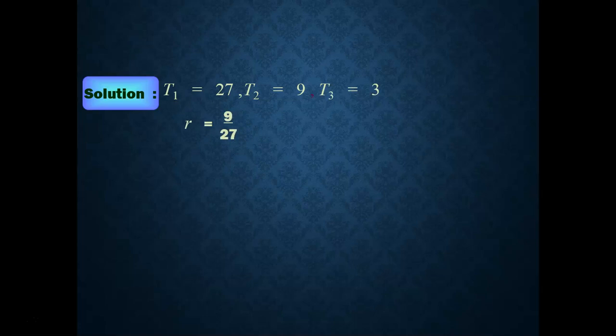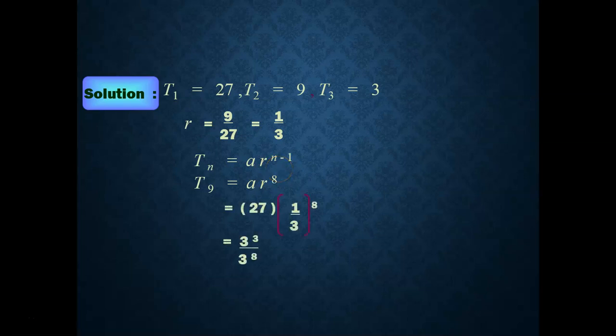So a is equal to 27 and r is equal to 9 over 27, which we can simplify further to become 1 over 3. So Tn would equal ar to the power n minus 1. a now is 27, r is 1 over 3, and the n that we are looking for is 9, so n minus 1 would be 8. Fill the a and the r in, and you can get your ninth term. Simplify that as much as possible, and you get that it is equal to 1 over 243.